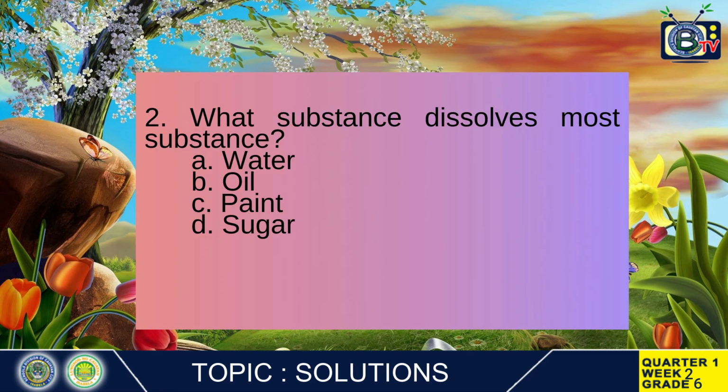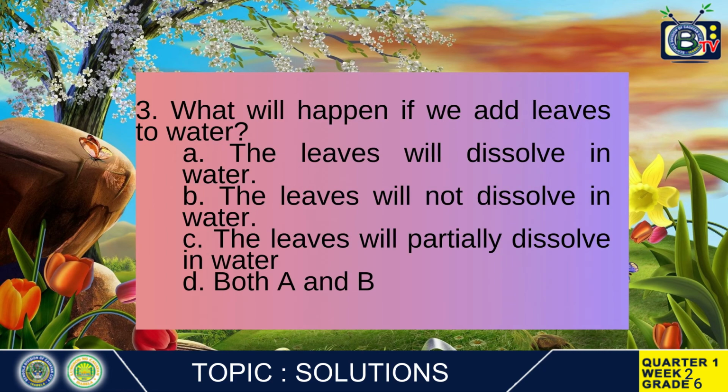Number 2. What substance dissolves most substances? A. Water. B. Oil. C. Paint. D. Sugar. Number 3. What will happen if we add leaves to water? A. The leaves will dissolve in water. B. The leaves will not dissolve in water. C. The leaves will partially dissolve in water. D. Both A and B.